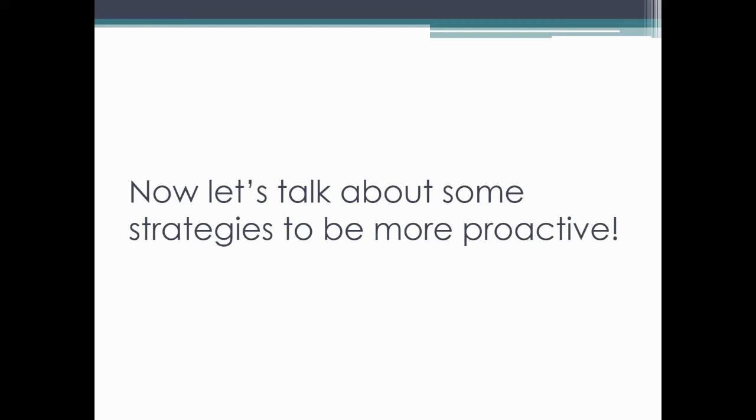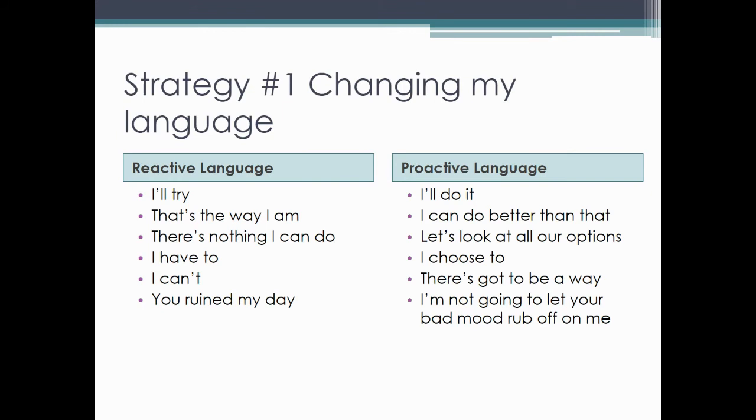All right, now that you guys have had some time to brainstorm, let's talk about some strategies to be more proactive, right? What are some ways that we can build that skill? Strategy number 1 is changing your language, right? Just the simple task of actively thinking about the way that you say things definitely changes not only what you mean, but also the way that other people perceive what you're saying.